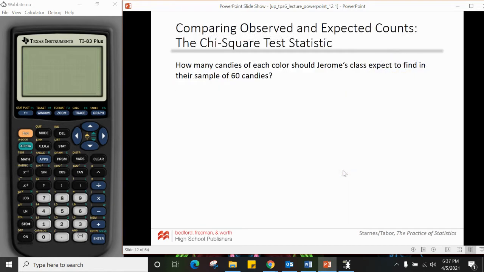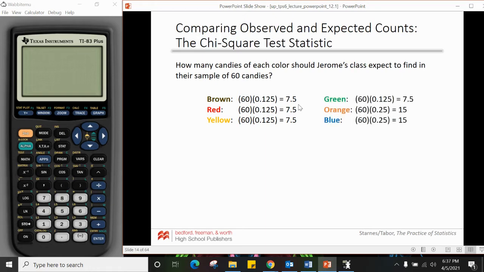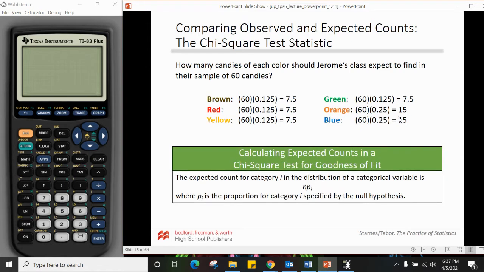So next subsection is comparing observed and expected counts, the chi-square test statistic. So how many candies of each color should Jerome's class expect to find in their sample of 60 candies? Well, if brown, red, and yellow really are 12.5%, if you had a sample of 60, you'd expect there to be about 7.5. And same thing for green. And then orange and blue are 25%, so there you'd expect to be 15.